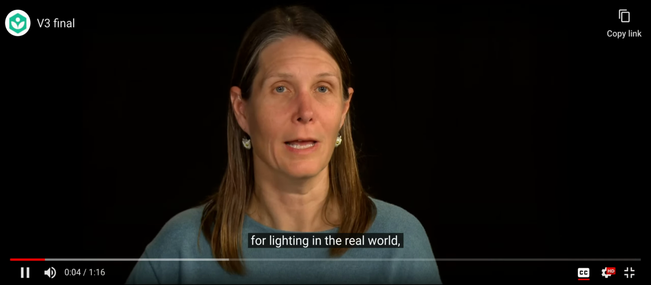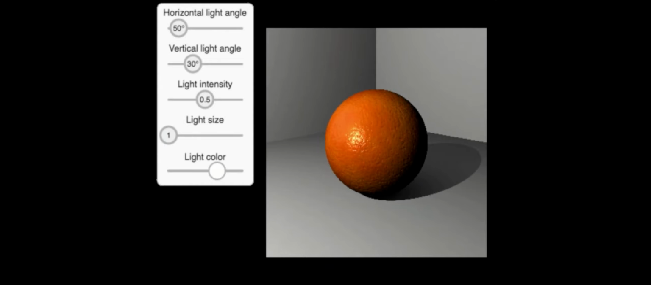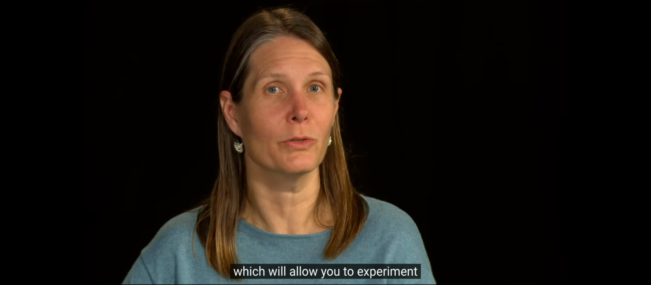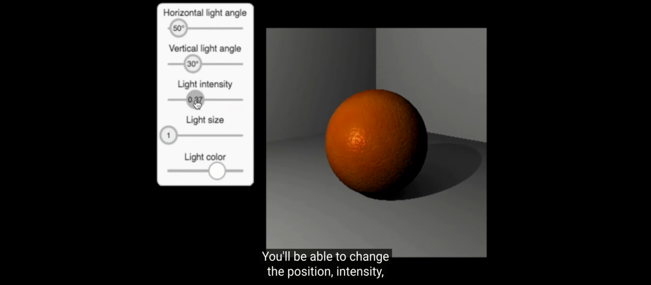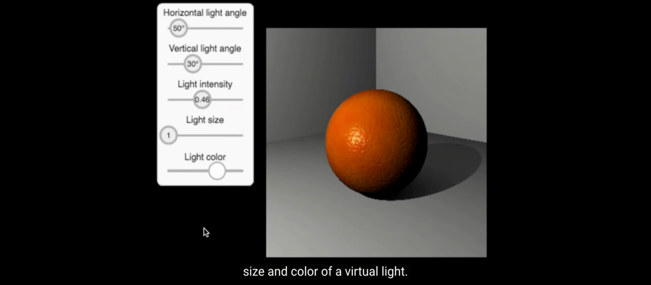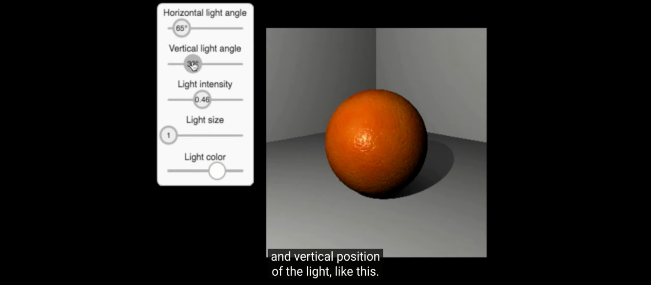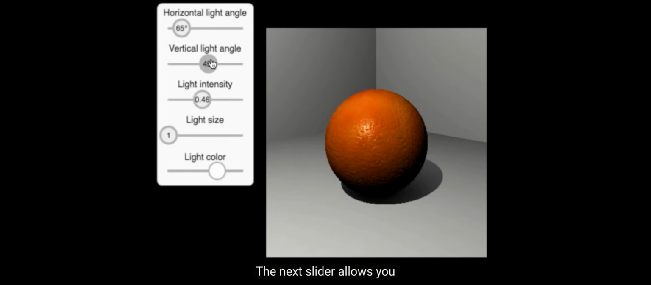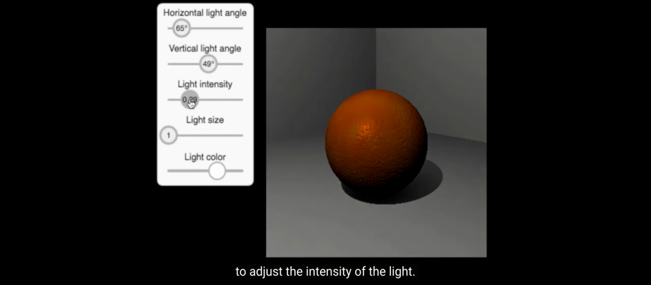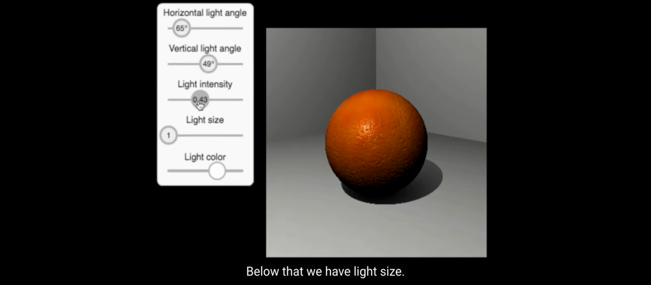Now that you've gotten a feel for lighting in the real world, it's time to get your hands on some virtual lights. In the next exercise, we have a lighting tool which will allow you to experiment with lighting an orange in a virtual environment. You'll be able to change the position, intensity, size, and color of a virtual light. The first two sliders allow you to adjust the horizontal and vertical position of the light, like this. The next slider allows you to adjust the intensity of the light. Below that, we have light size.